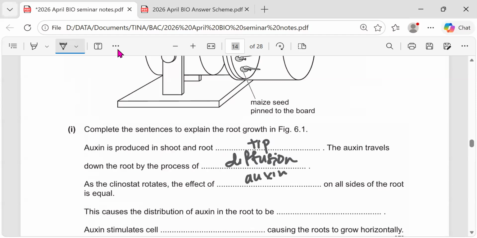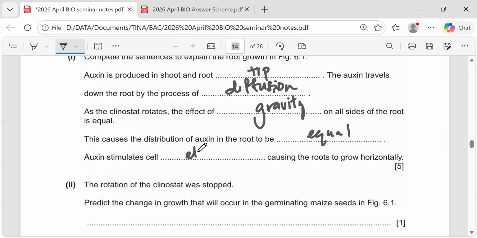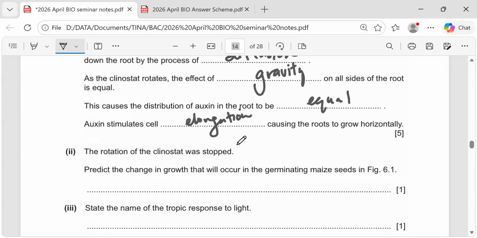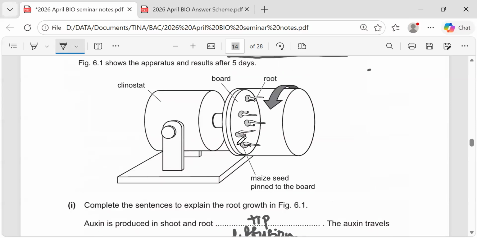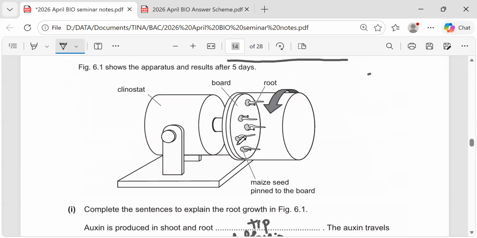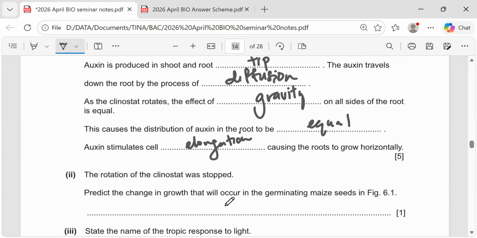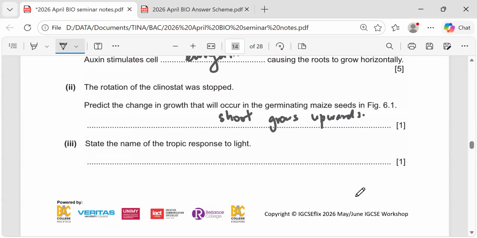I wrote equal. No. Wait, is it? This is gravity. Oh, yeah. I wrote equal elongation. Then I wrote grow against gravity, goes outwards. Those are your thoughts. So normal gravity. You say the shoot grows upwards? You just grow upwards. No, you must say which one. Shoot. Yeah, same one.